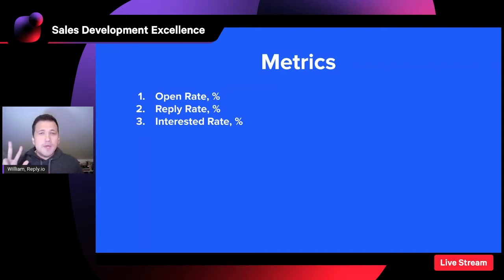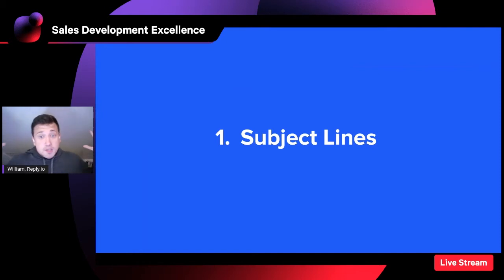Today we'll cover three key metrics that actually are the most important ones. First of all, we will talk about open rate, how to improve it, what works, what not. We will talk about reply rate, so how to actually increase your reply rate. And the third one is interested reply rate. So we will analyze how many emails from all your replies are positive ones. So let's get started with subject lines.